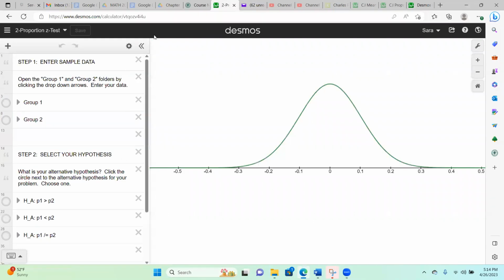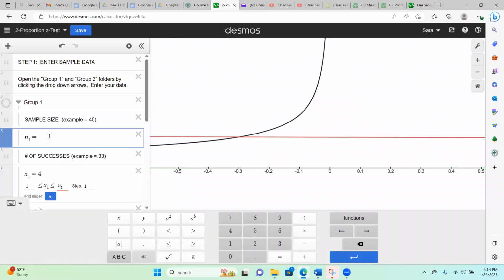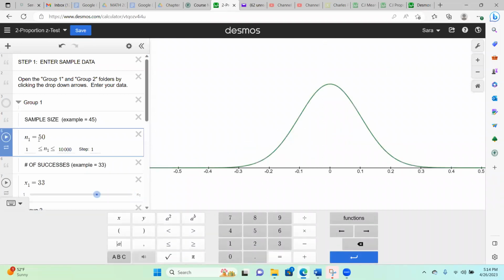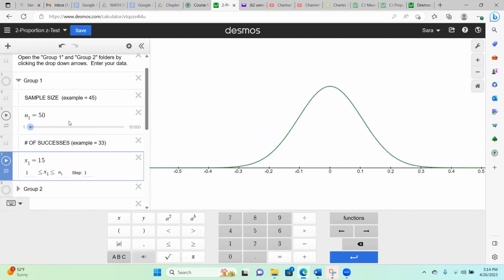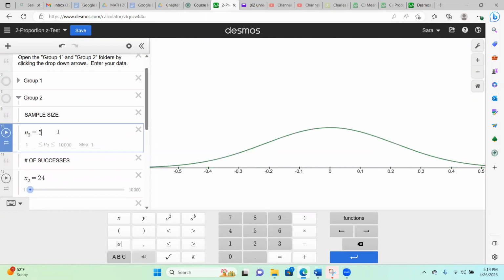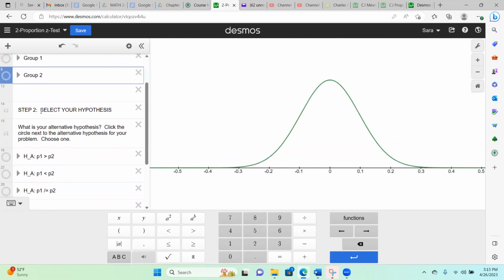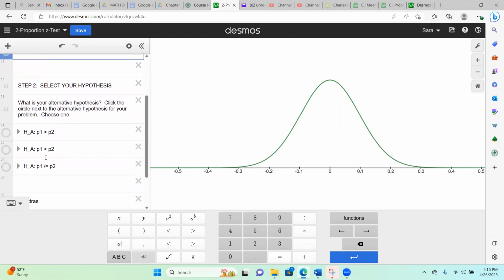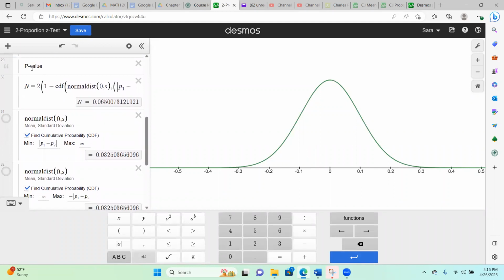I'm now going to go to my 2 proportions test in Desmos. There should be a group 1 and group 2. In group 1, I'm going to put in that I had 50 as my sample size, and there were 15 of them in the first sample. In the second sample, there were also 50, and 24 of them had said that they had never been to a movie. And so I'm going to go down, and I'm choosing the not equal to. Even though it says N right above there, I put p-value, the N just is representing that.